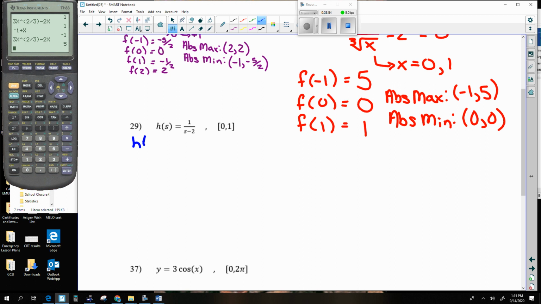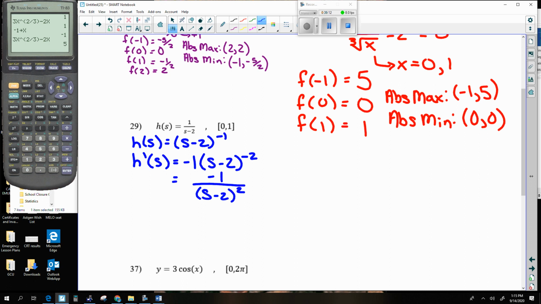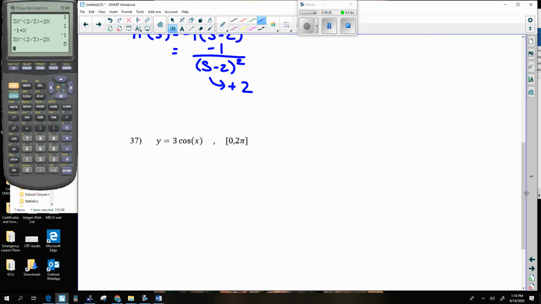All right, so this h of s is s minus 2 to the -1. So the derivative is going to be -1 times s minus 2 to the -2 times 1. So this is s minus 2 squared underneath -1. So it's never going to be equal to 0. However, s can't be +2. So you're getting a critical number of +2. It's not going to make the derivative equal to 0, but it is a critical number and makes it undefined.